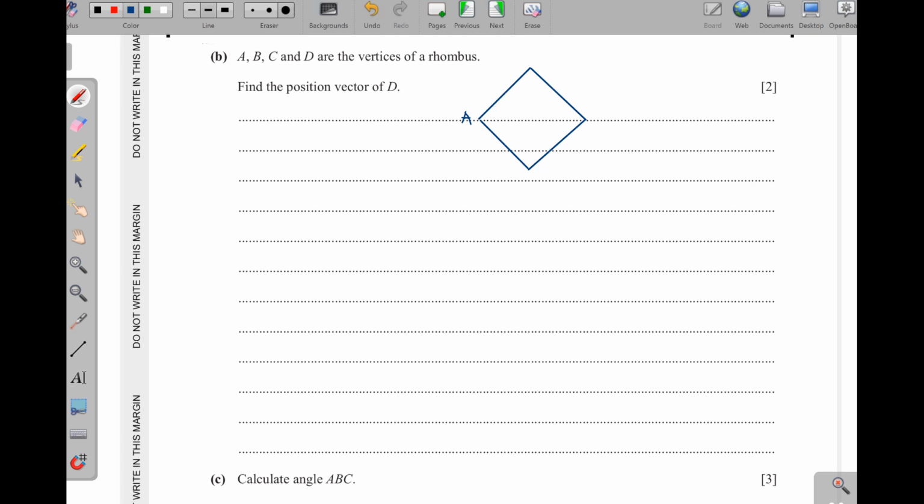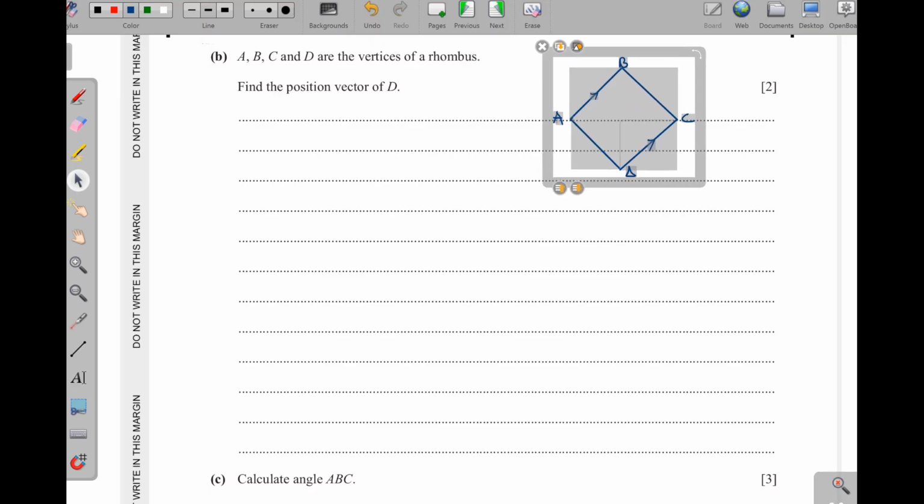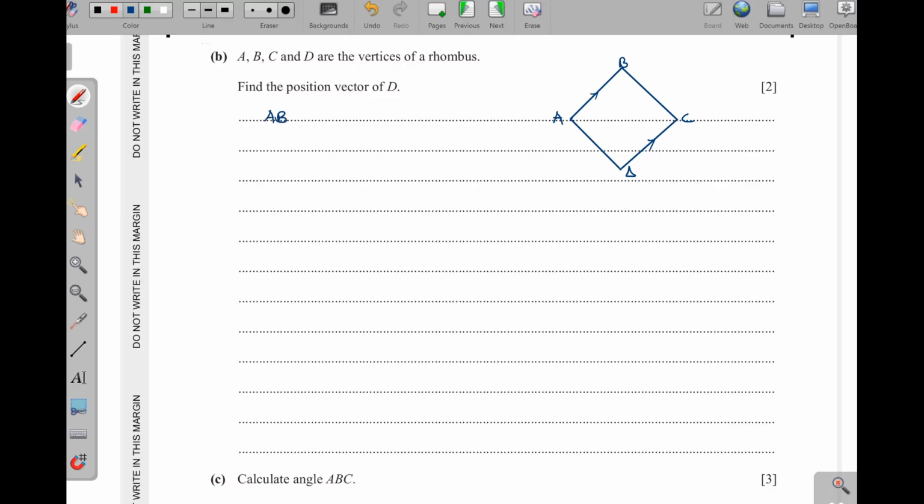So we have A, we have, let's say, B, then C, then D. This one is parallel to this one here. So they want us to get the position vector of OD. Now, here, let me actually just extend this one to there. We can see that this vector AB has to be equal to vector DC. Or you can say this AD is equal to BC, whichever you want.